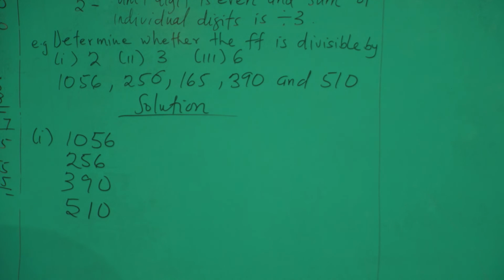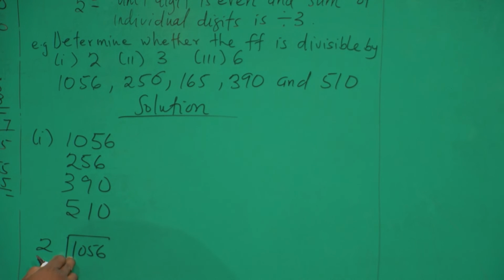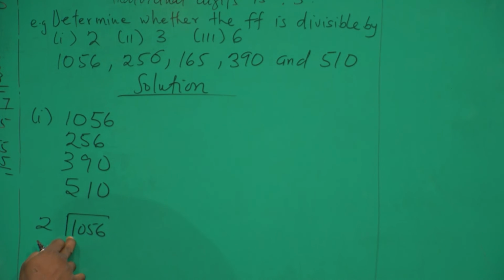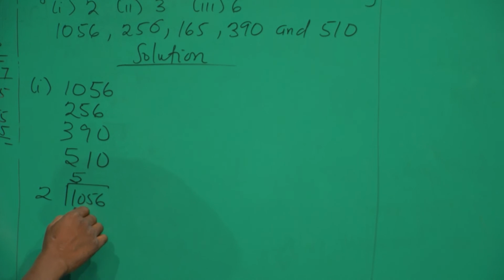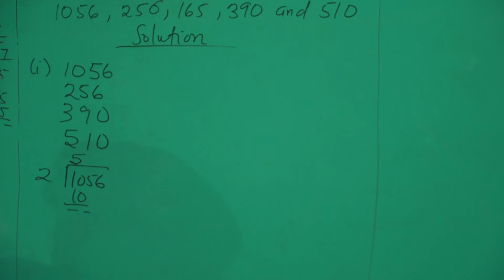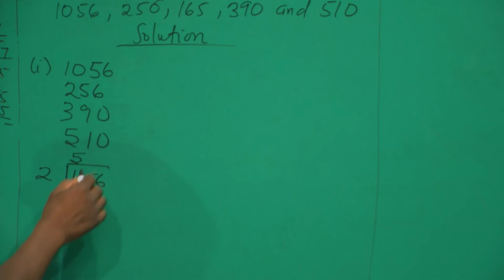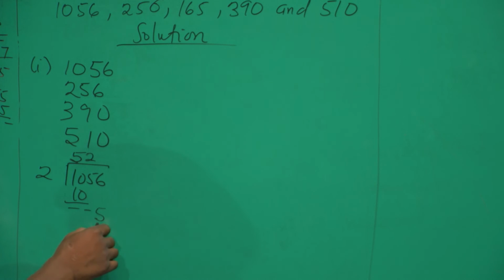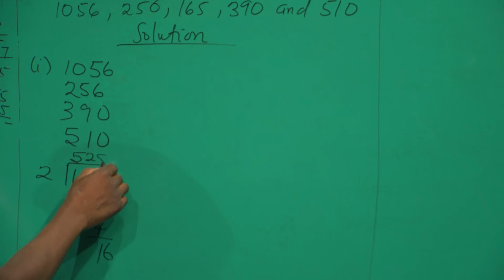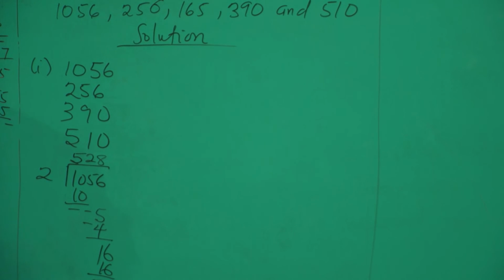Let's prove it using long division. I'll just take 1056 and divide by 2. Can 2 go into 1? No. So I add my 0 to it and get 10. 2 goes in 5 times, 2 fives are 10. Then I bring down my 5. 2 goes into 5 two times, 2 twos are 4. I subtract and get 1. Then I bring down 6, and 2 goes into 16 eight times. So 1056 divided by 2 is equal to 528. So that is the proof.